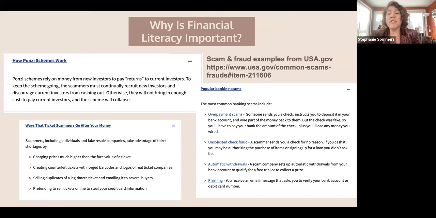Automatic withdrawals, phishing schemes, right? Everyone's, I'm sure, received those emails. Or how about those robocalls that you get telling you that your extended warranty has expired, right? So there are so many examples of ways in which we have to be careful to protect our financial information, and that's related to financial literacy.